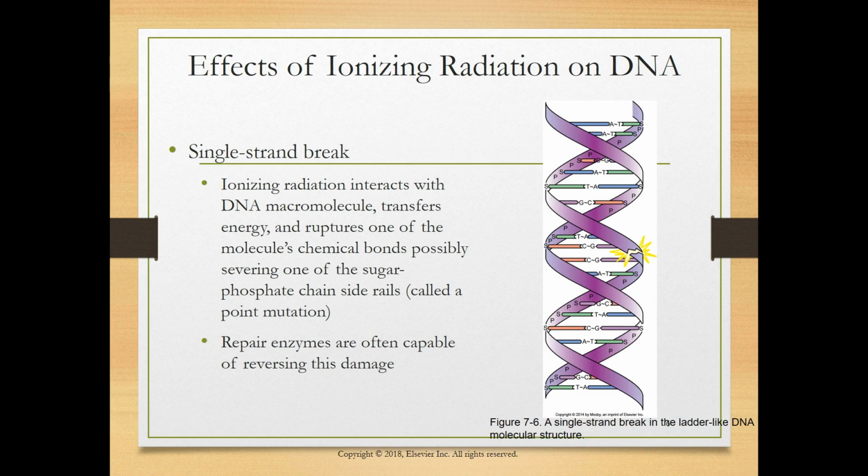Okay, so some of the effects of ionizing radiation on DNA. You can have a single strand break where it comes in and transfers energy and ruptures these chemical bonds. This is said to be repairable. It can be repaired by our repair enzymes that we have inside our cells. It's called a point lesion when you have one break like this. Okay, and this can be repaired.